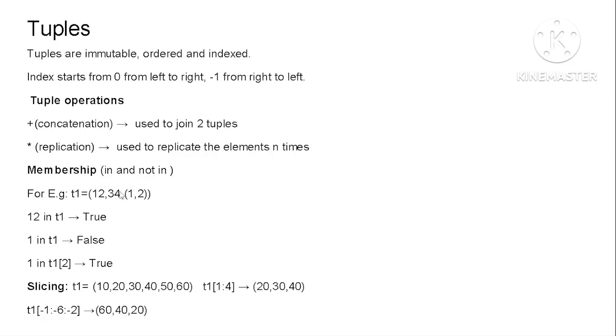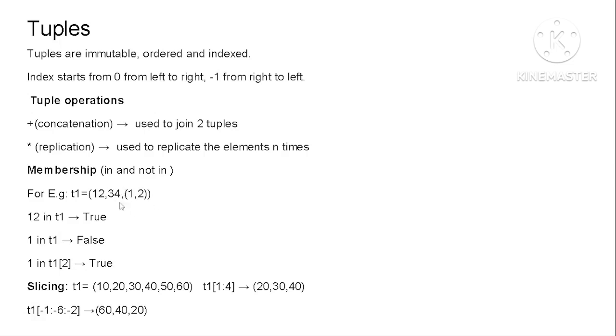And the membership operator is used to find if an element exists inside a tuple or not. So check this tuple T1 equal to 12, 34, and the third element is (1, 2). Now 12 in T1 is true because here you have 12. 1 in T1 is false. Why? Because this is together one element, but 1 is not equal to (1, 2).